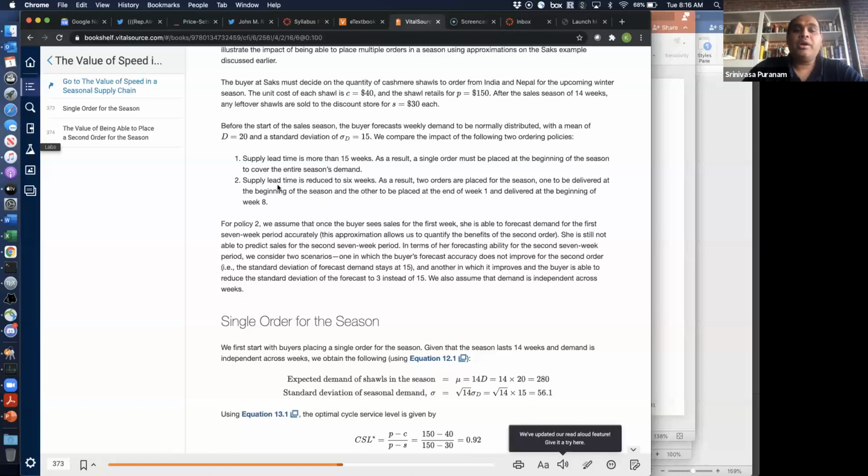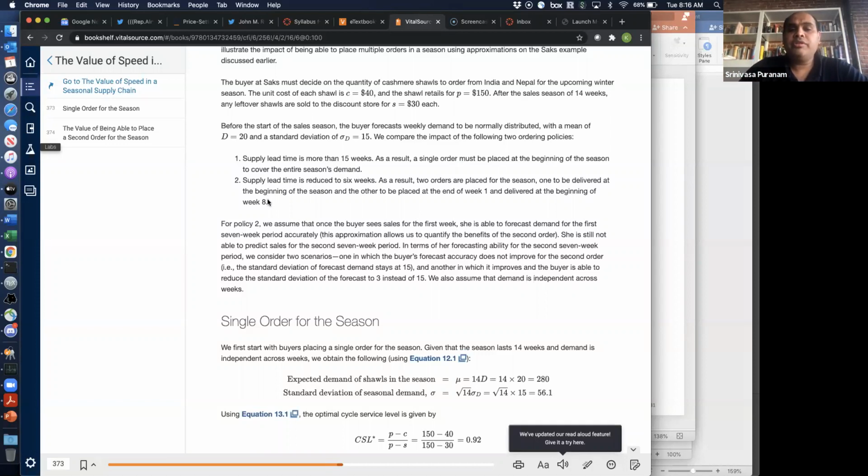Now, the other thing is what happens if supply lead time is in fact reduced to 6 weeks. As a result, two orders are placed for the season. One to be delivered at the beginning of the season, and the other order to be placed at the end of week 1, which will be delivered at the beginning of week 8. So you place one order for the first 7 weeks and another order for the last 7 weeks of the season.